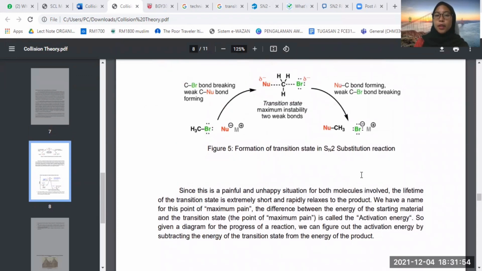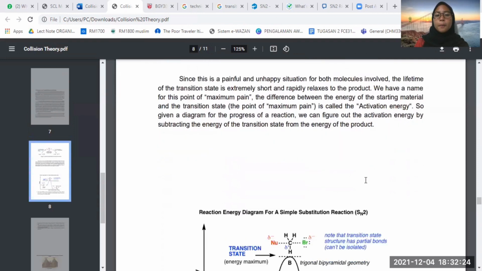Since this is a painful and unhappy situation for both molecules involved, the lifetime of the transition state is extremely short and it rapidly reacts to the product. We have a name for this point, which is the maximum peak. The difference between the energy of the starting material and the transition state is called the activation energy. So, given a diagram for the progress of reaction, we can figure out the activation energy by subtracting the energy of the starting material from the energy of the transition state.